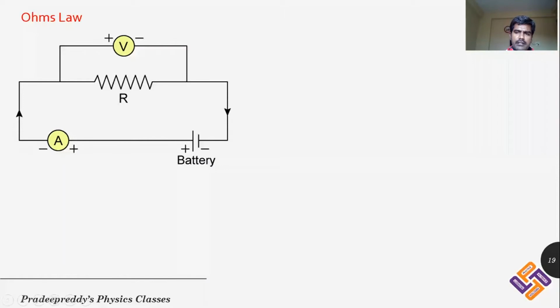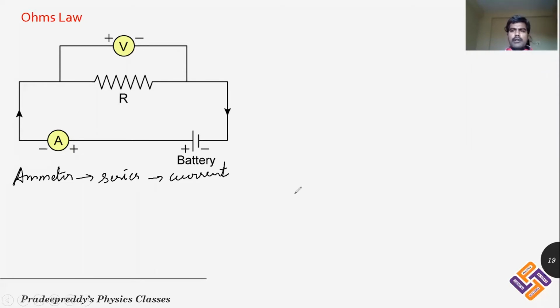In this video session, we will be learning about Ohm's law, and we already know about the working of a battery, ammeter and voltmeter. Ammeter is a device which is used to measure current in the circuit. Ammeter should always be connected in series.